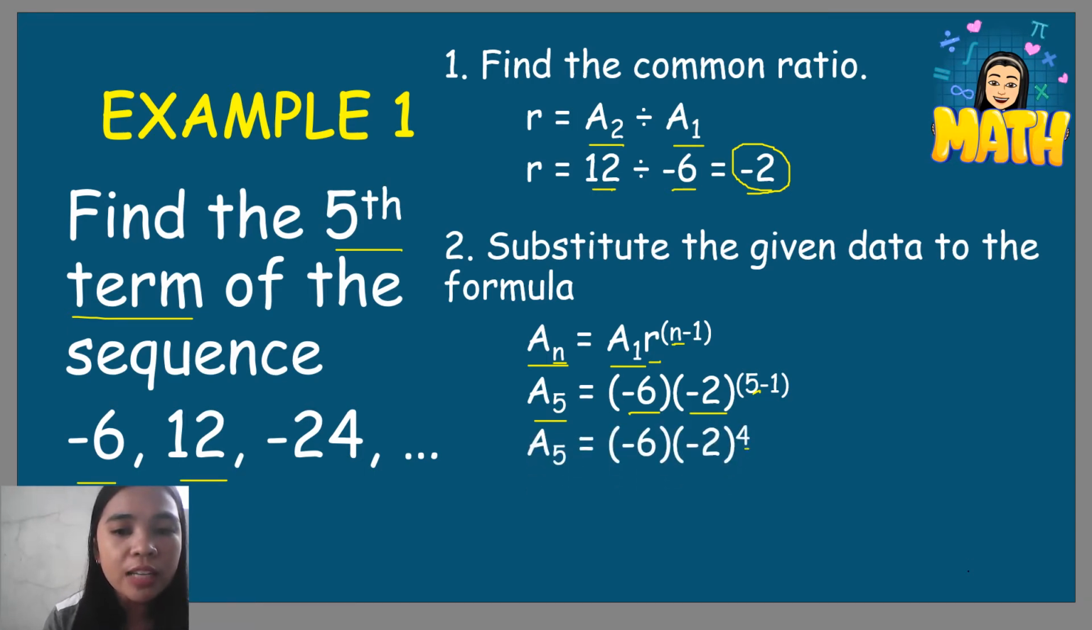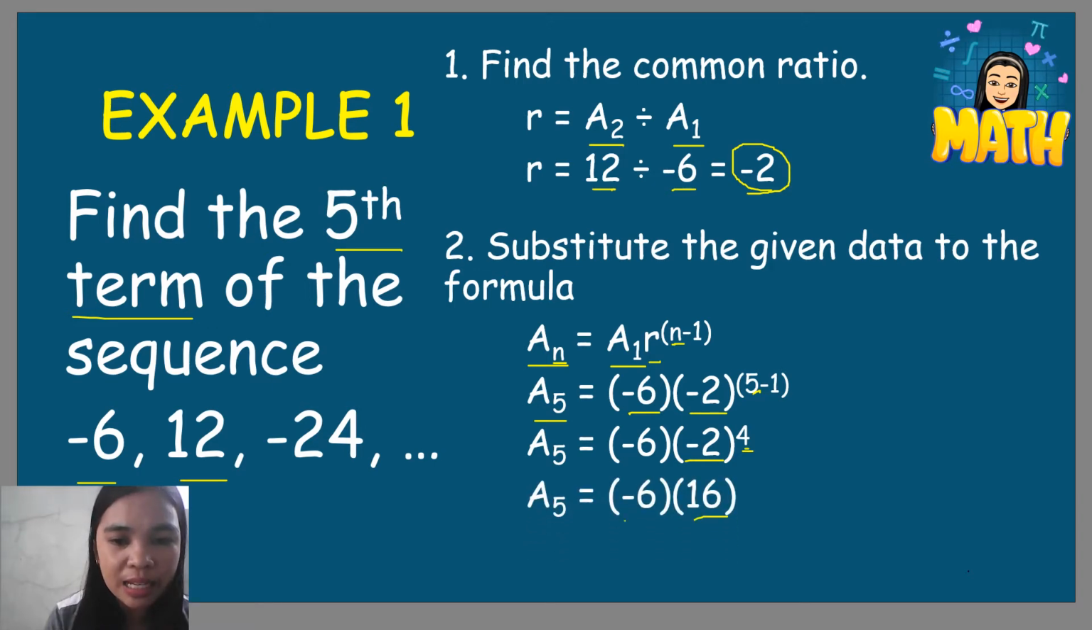Ngayon, etong dalawang to, wag nyo munang imumultiply hanggat itong exponent ni negative 2 ay hindi pa naayos. Bakit? Kasi magkakamali kayo kung i-multiply nyo agad to bago nyo ni-raise sa 4. Exponent muna tayo bago multiplication. Okay? So, negative 2 raised to 4. Okay? Exponent muna. So, that is equal to positive 16.